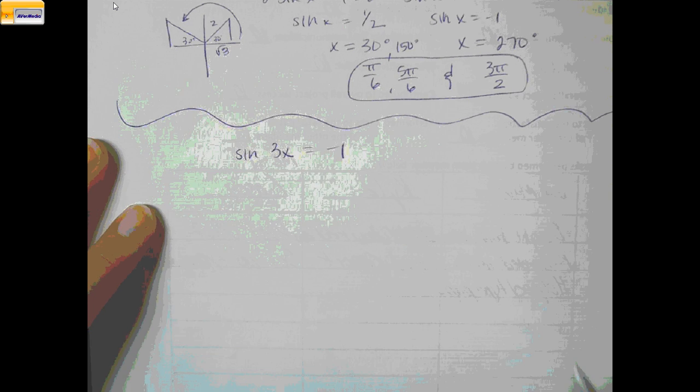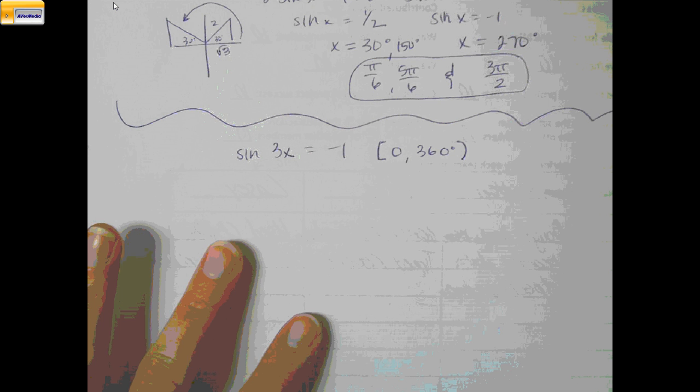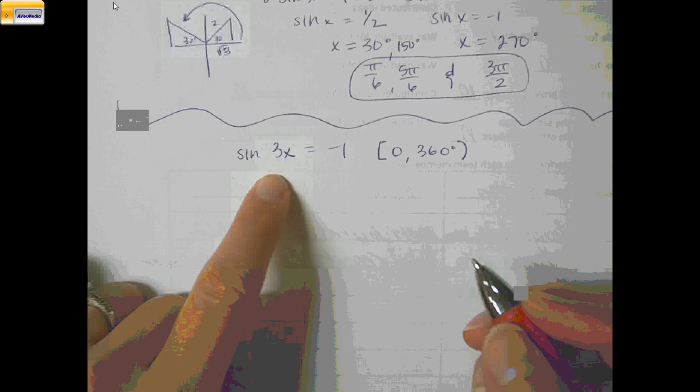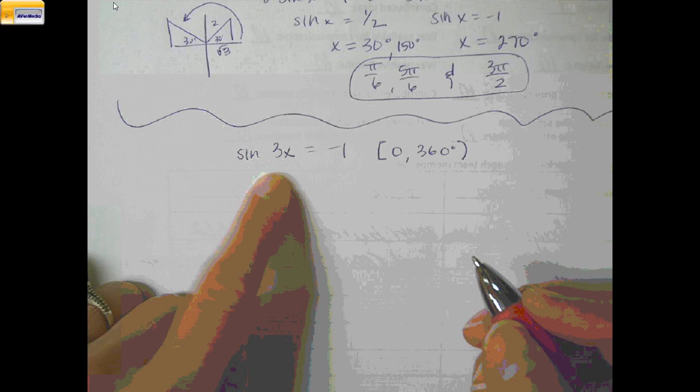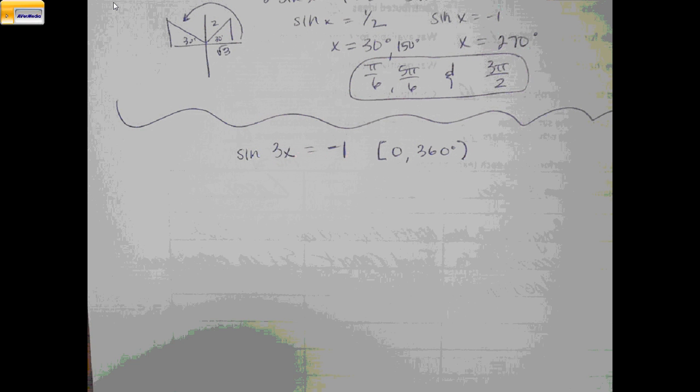Okay, let's see here. It says sine of 3x equals negative 1, and it wants the answers to be in the interval of 0 to 360 degrees. Yes, you could probably break this apart and use some identities, and it would take some time, and it'd be really messy, and some of you would quit on me. There is another way to do this.